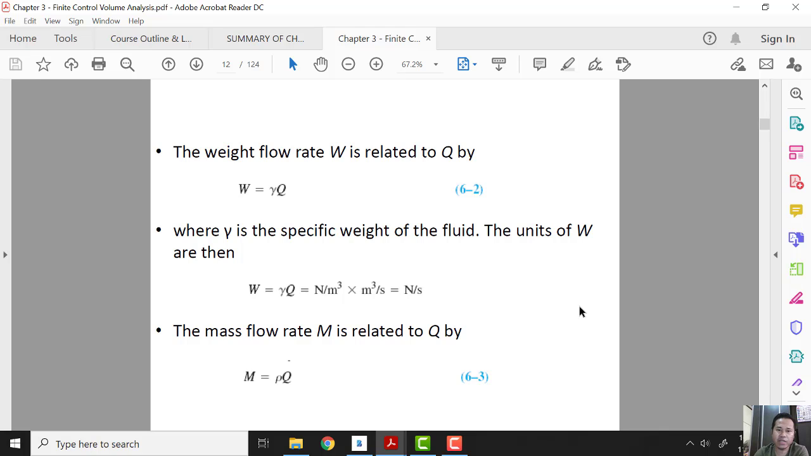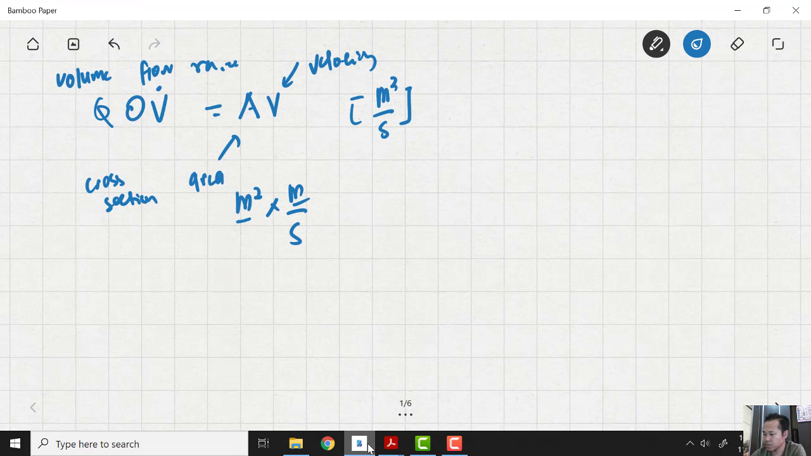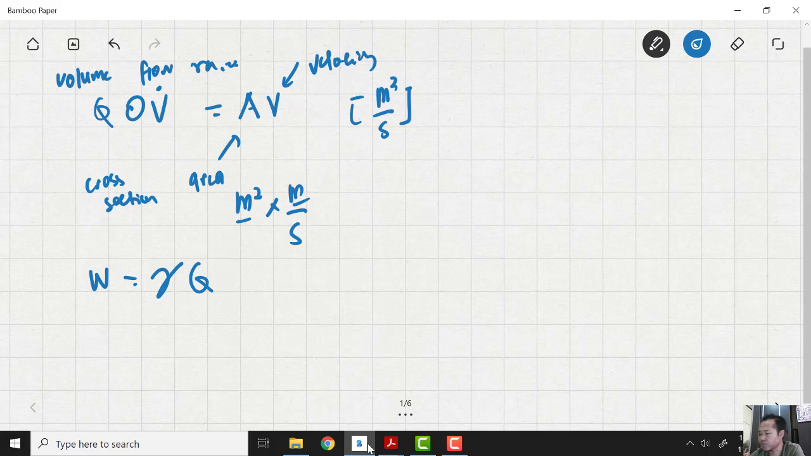Secondly is the weight flow rate. Weight flow rate can be written as W dot equal to gamma Q. What is gamma? We learned before that gamma is the specific weight. Specific weight is equal to rho g. So you can write W dot equal to rho g Q. This is the weight flow rate. The unit for weight flow rate is Newton over second.